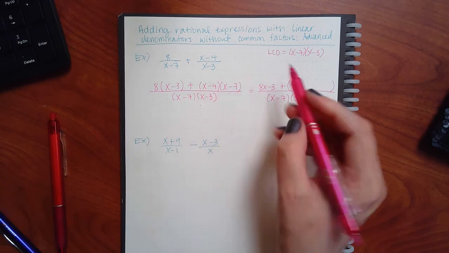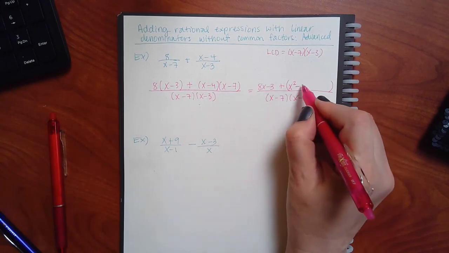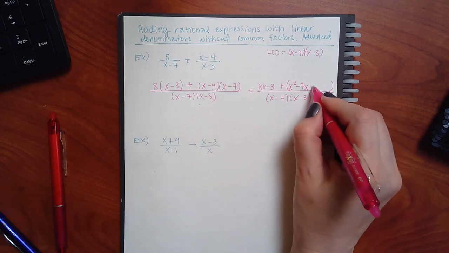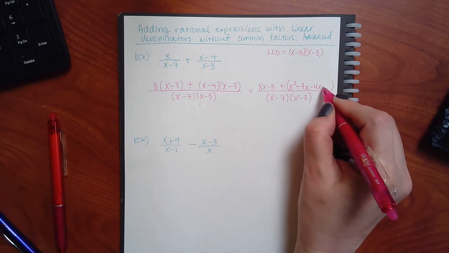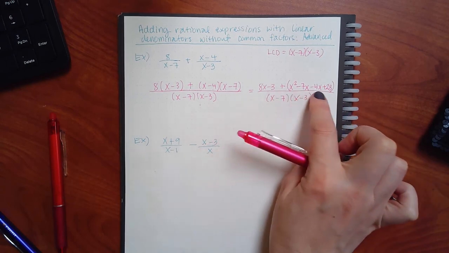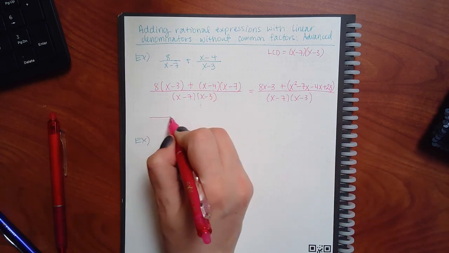So x times x is x squared, x times negative 7 is minus 7x. Negative 4 times 4x... And then that should be plus 28. You got it. And then now, is the plus going to change any of these signs? No. So when I combine, I can just straight combine. I don't even have to worry about it.